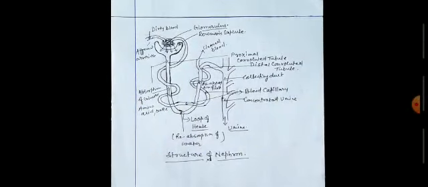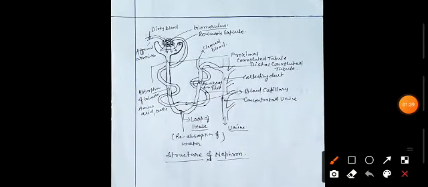Here is the figure of nephron. The main parts are here Bowman's capsule and glomerulus. The funnel-like structure is the Bowman's capsule, which has bunch of blood capillaries, which is glomerulus. From Bowman's capsule, a pipe-like structure emerges, that is the renal tubule, which has three regions.